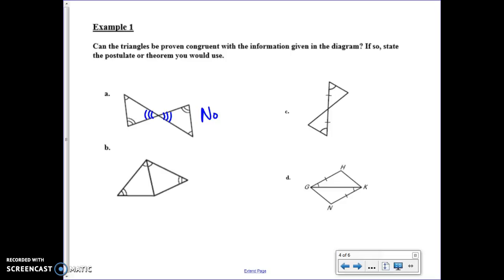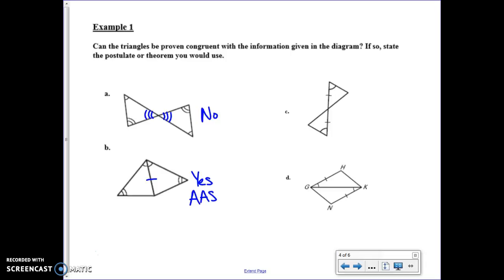Okay, so then looking at B, I have 2 angles marked already. The only thing I see is that they both are touching here, so they're sharing that same side. So then when I look at the picture, I have 2 angles and a side not in between. So our reason here, we would say yes by angle, angle, side. The side's not between the 2 angles.